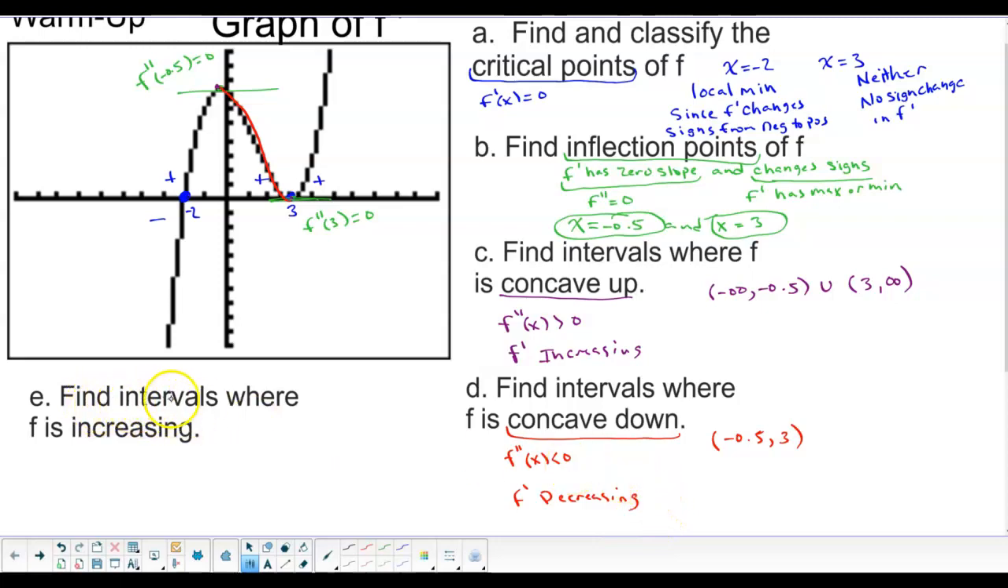And then finally, find the intervals where the original function f is increasing. Well, anytime the graph has positive slopes, I'm looking for when f prime of x is greater than 0. And notice, anything above the x-axis, and since this is the derivative, tells me that f prime is greater than 0. So when am I above the x-axis? From negative 2 to 3, coupled with the interval from 3 to infinity.